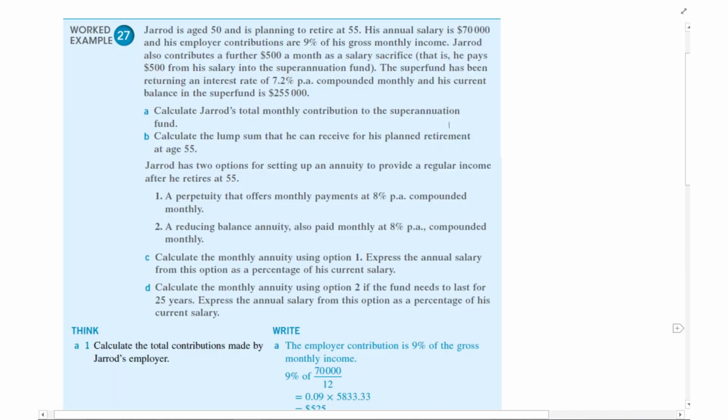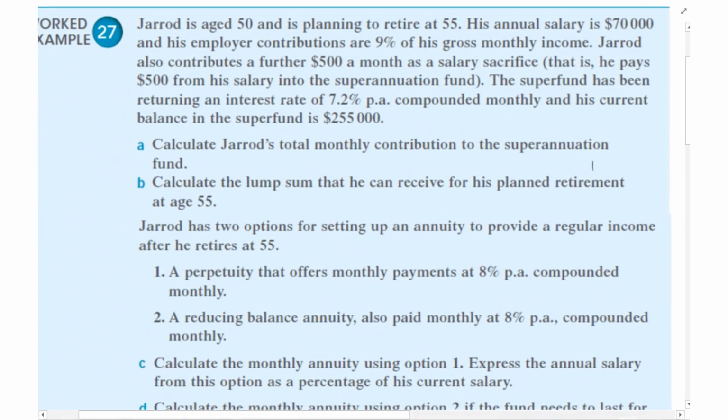This one here is worked example 27, and this one is one of those times where I've just taken the screen clipping from the page and used that as my approach, because this clip is getting quite long as it is. All right, so this is one where he's planning to retire at 55. He's already 50. He's got an annual salary of 70,000. Employee contributions are 9% of his gross monthly income. That's an important point to remember.